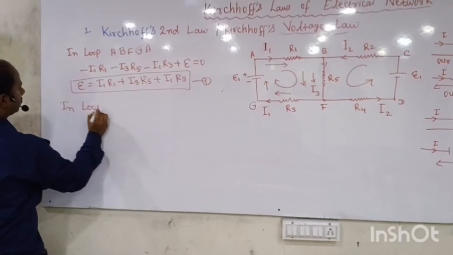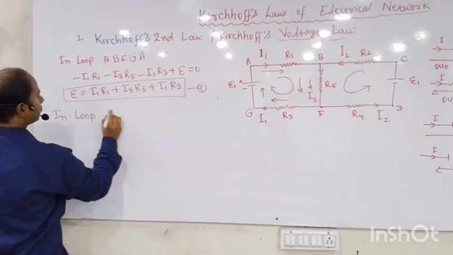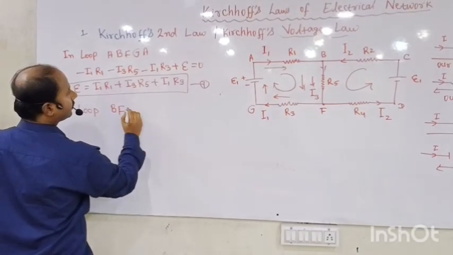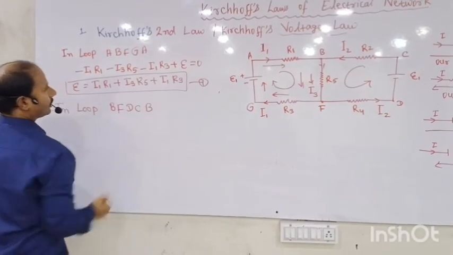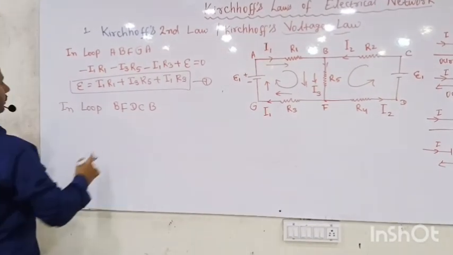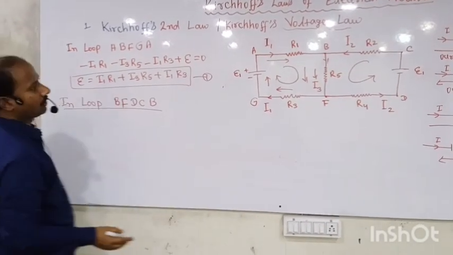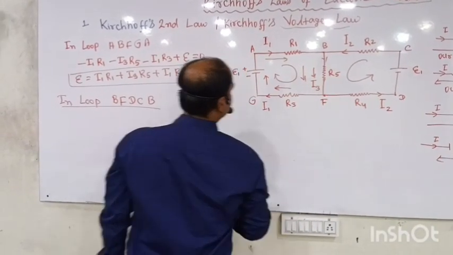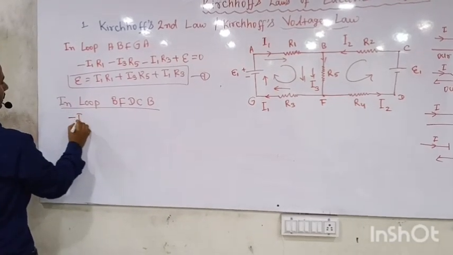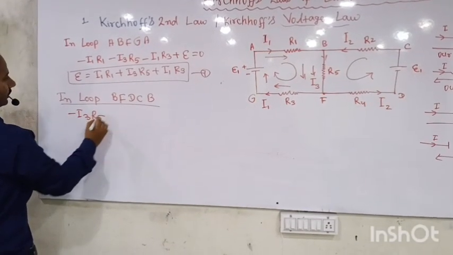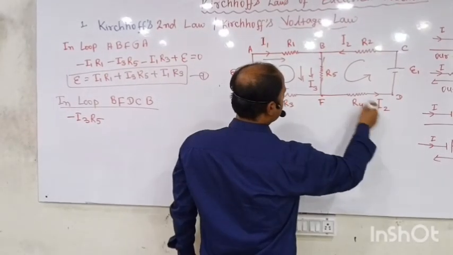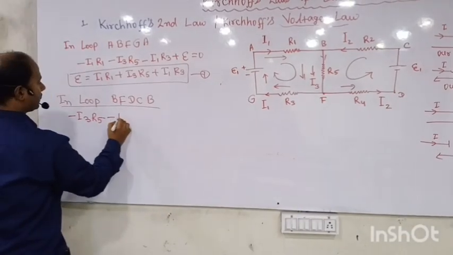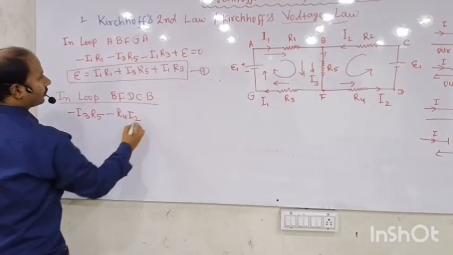In loop B, F, D, C, B. So, if we are moving from D to F, in this case current and our motion both are in same direction. So we have to take minus I3 R5. From F to B, we are moving in the same direction as current moving. Therefore, it becomes minus R4 I2.